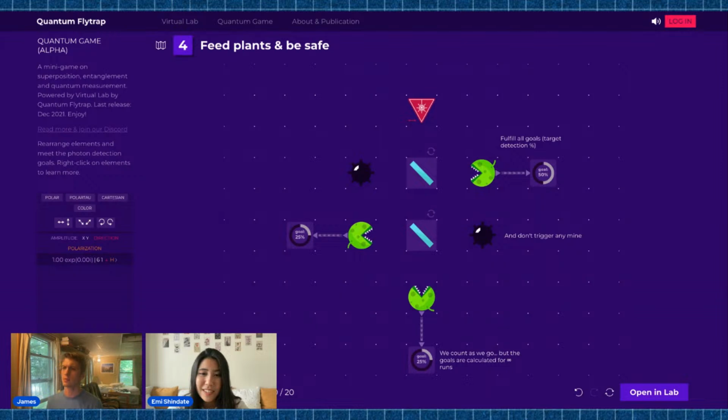Let's have a look. That should do the trick, because if it passes through, it's going to hit this and go and hit the detector. I always want to call it like a munchy thing.